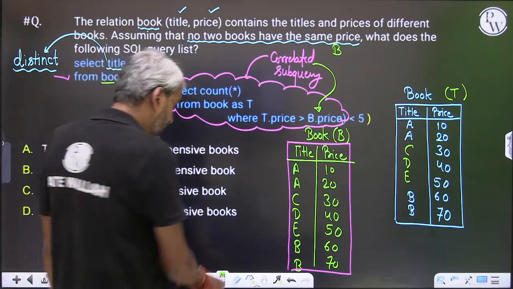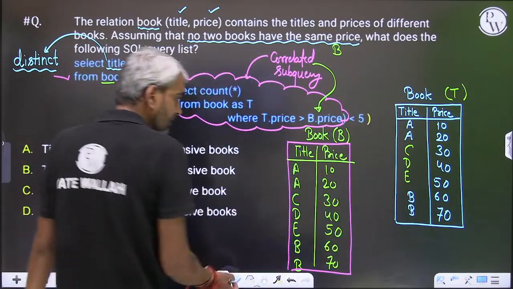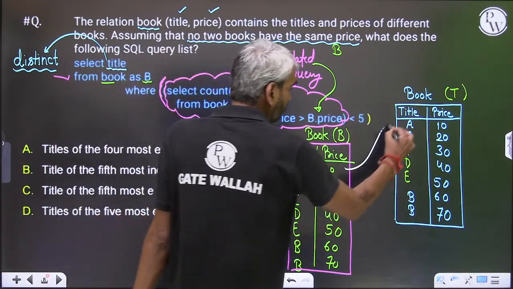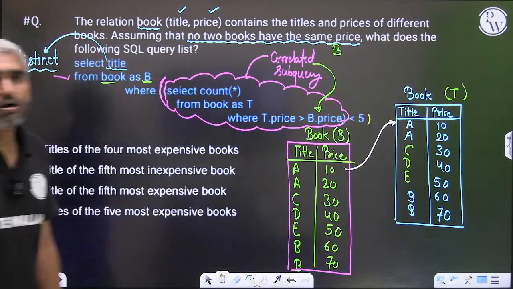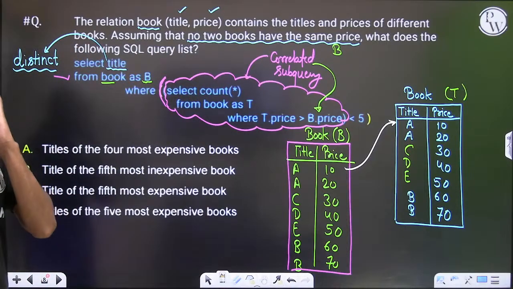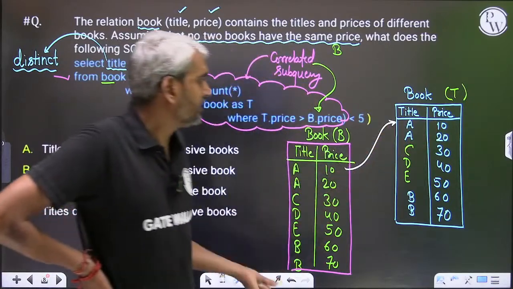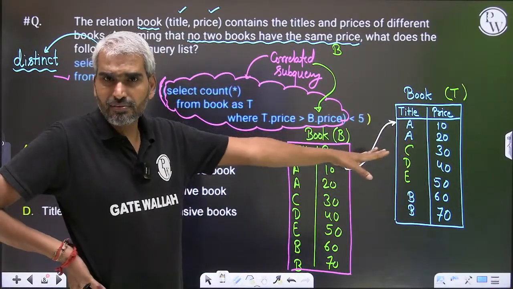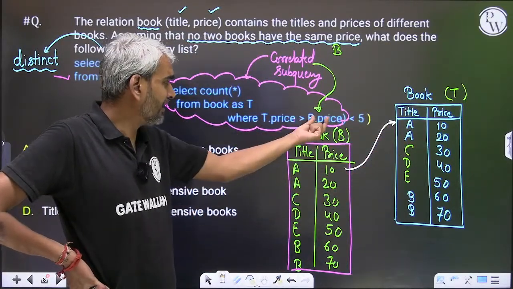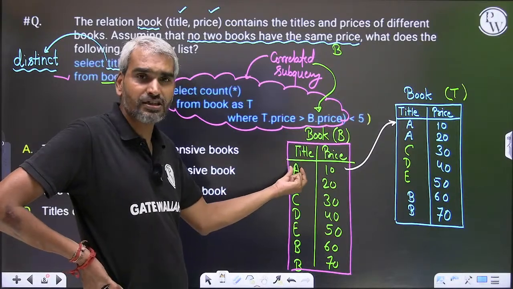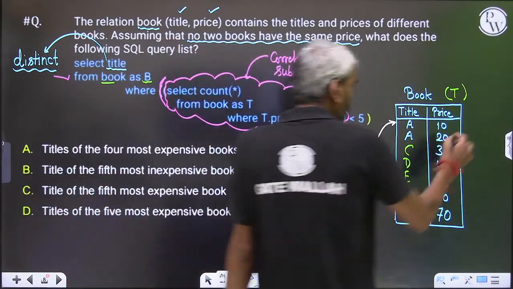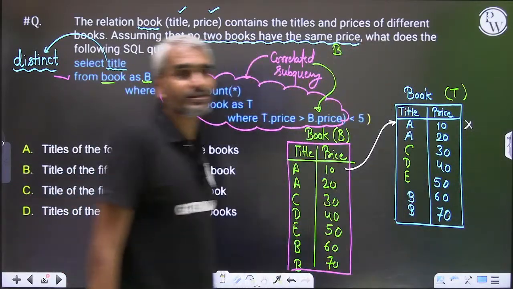Please try to understand. You take the first tuple from book B and you go to the first tuple of instance T of the book. Now check whether the price in the inner book table is greater than the price of the tuple under consideration or not. Here the price is not greater, therefore it will not get selected.